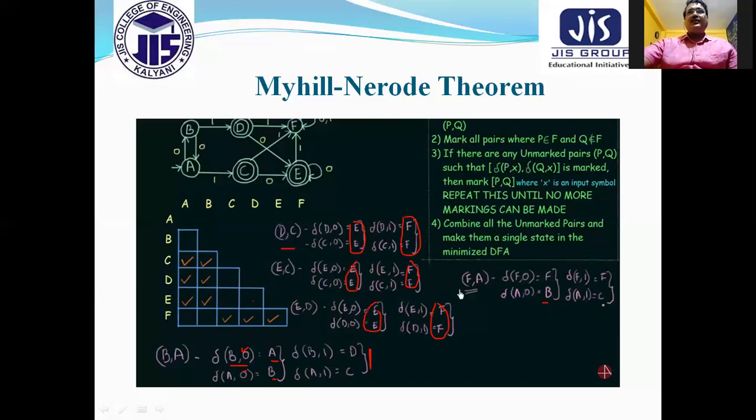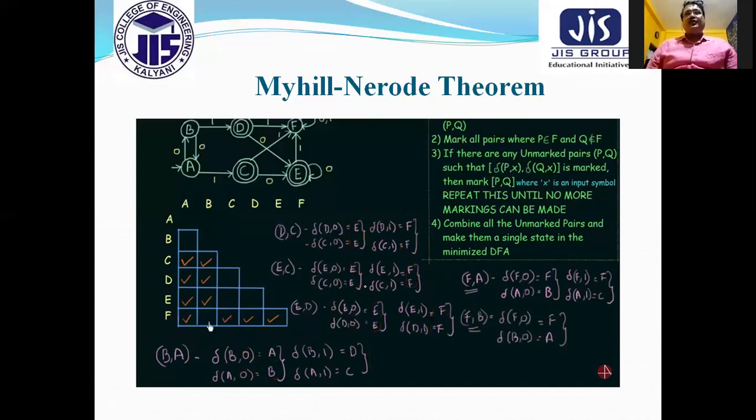Similarly for 1 on this, you have to check. F or C, here I can see that F or C is marked. You can see this part, this is marked. If it is marked there, what is the pair F or A? So you have to tick also here. Also the tick in this place there. Now you can see.